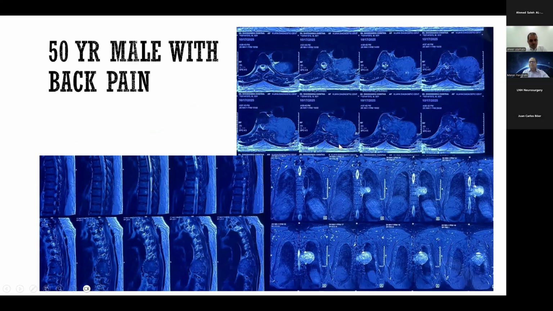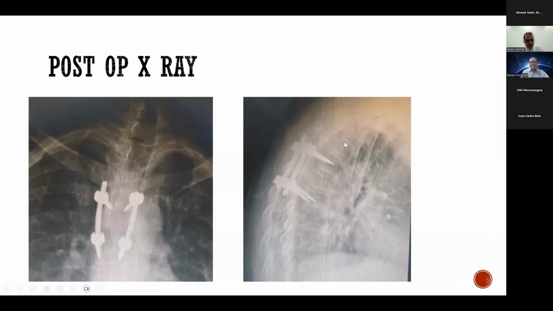We removed the rib, did extrapleural removal of the thoracic part, and then removal of the intraspinal part, and then we removed the part in the body of the thoracic vertebra also, and then did fixation. This is the post-op X-ray showing the result after fixation and removal of the tumor.